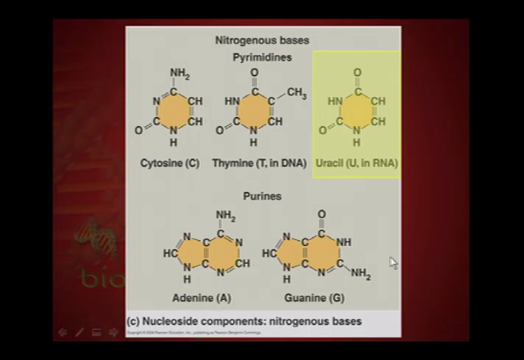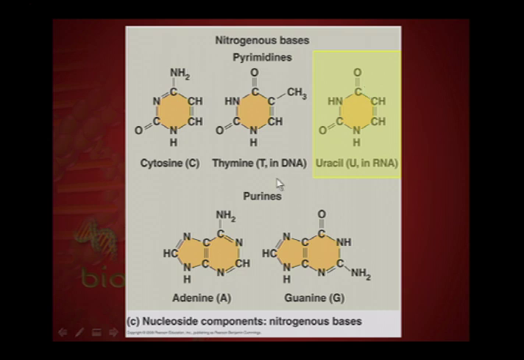Now, the last component then would be the nitrogenous bases. And so when we look at the nitrogenous bases in DNA, there are 4 nitrogenous bases: cytosine, thymine, adenine, and guanine. There is a 5th nitrogenous base. This is used in RNA, but we'll talk more about that again in the future.